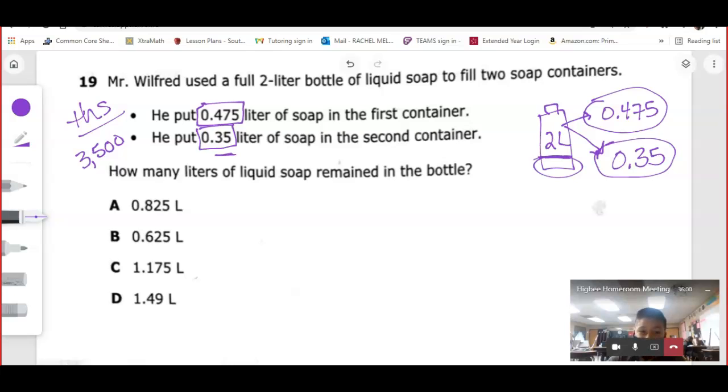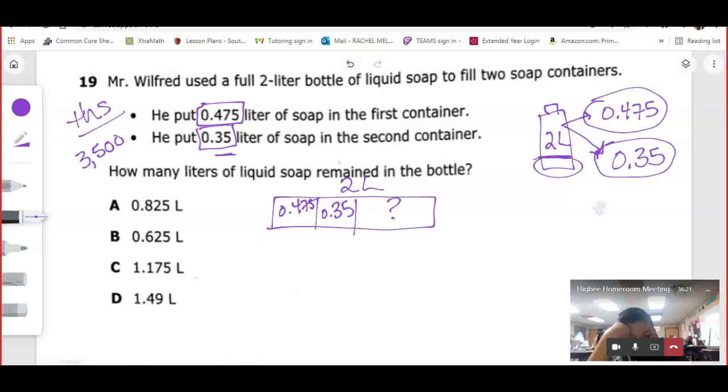So what I'm seeing is I have 2 containers, okay, and I have a piece that I don't know. So if I were to draw a strip diagram, what it looks like is this. I have 2 liters total. I have 475 thousandths in one container, 35 hundredths in another container. I need to find what's in that container. Okay, so how can I figure out what's in that container?